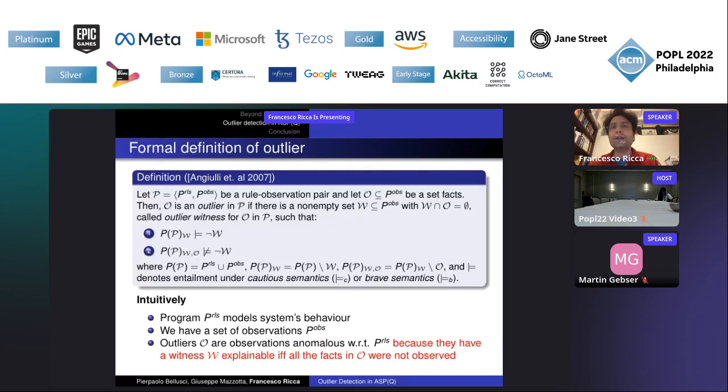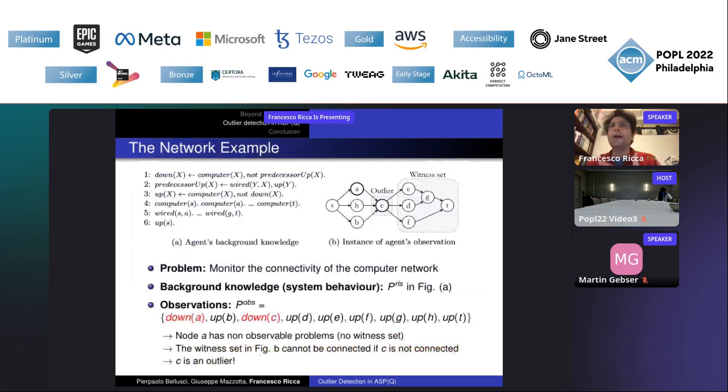Looking at this, if we pick this program and we just keep out from the observation the witness, we are not able to derive that all the computers in the witness set are connected. But if we remove also the outlier, then it is clear that they will never be derived from the background knowledge plus the knowledge on the network. This is not the case for A, and you can check it.